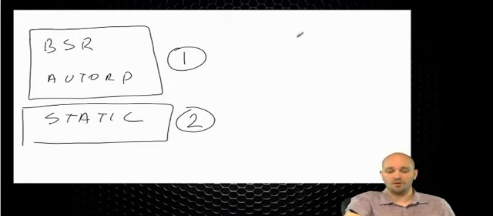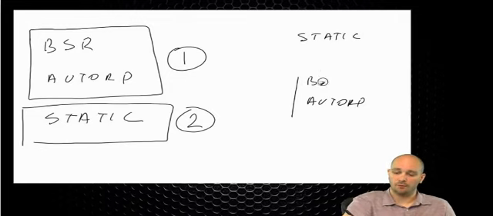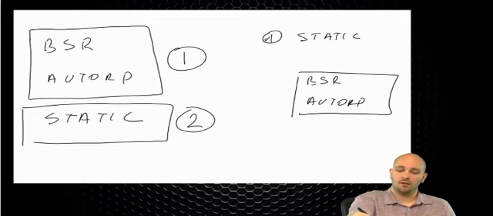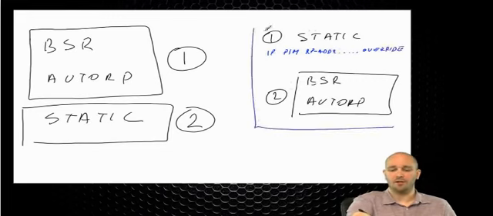Now, if you want to reverse the order, if you want the static to win over BSR and AutoRP, you need the override keyword. If you want static to win over AutoRP, you need to do ip pim rp-address override. Now, this will cause static to be more preferred over dynamically learned information.